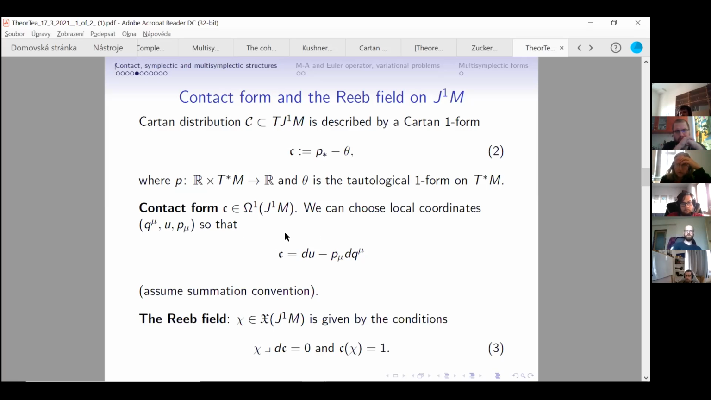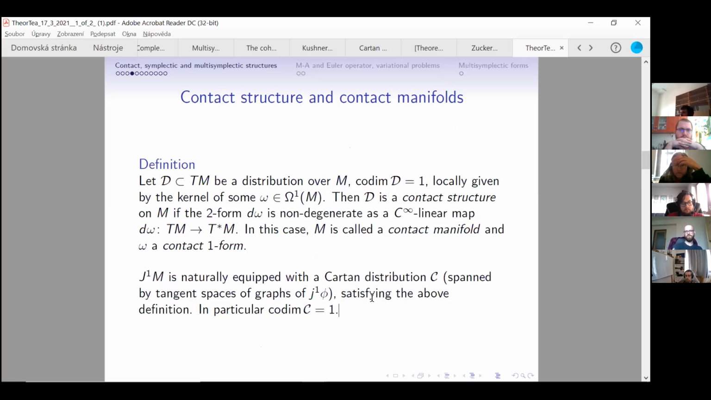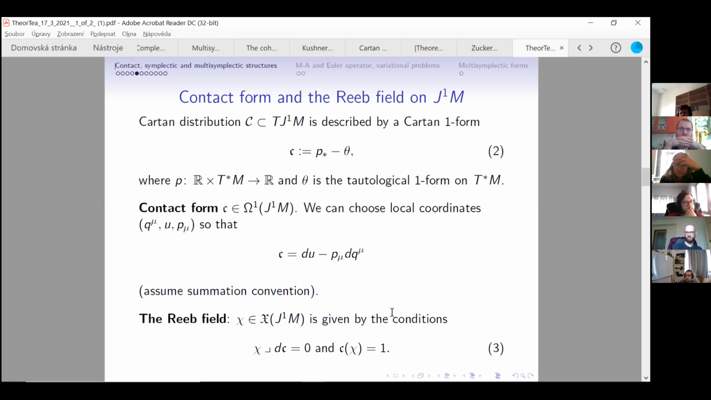Yeah, I was just confused on the previous page where it wasn't explained what it was. Yeah, the previous definition, which I don't want to employ, but which is dually captured by the one-form, is this: that it's spanned by tangent spaces of graphs of all sections, where J1 phi I understand as a section from M up to J1, right? So it's like a dual picture. I hope there is no mistake in that.